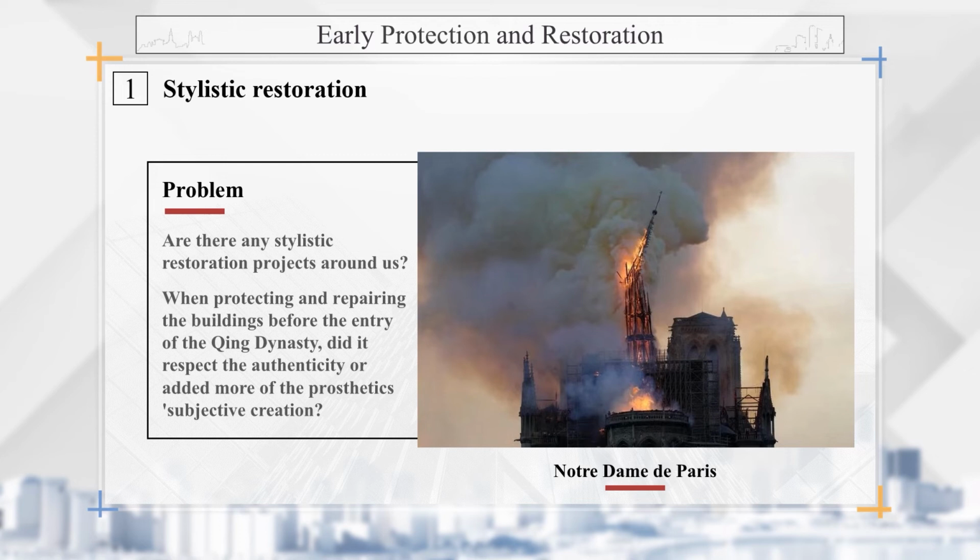Stylistic restoration, a single way of thinking on metaphysical restoration, makes the restoration method simple and extreme, and lacks the unified standard of restoration, which makes the authenticity of a large number of historic buildings suffer different degrees of destruction.